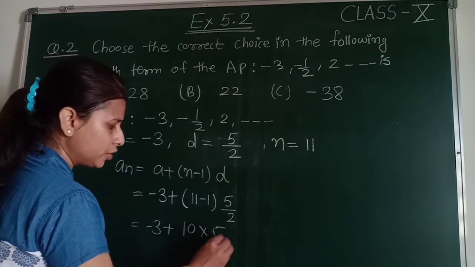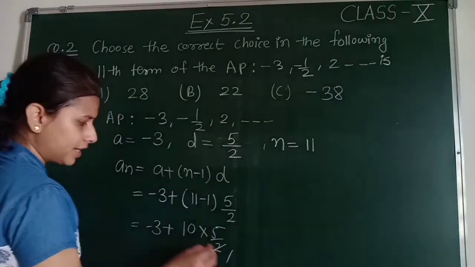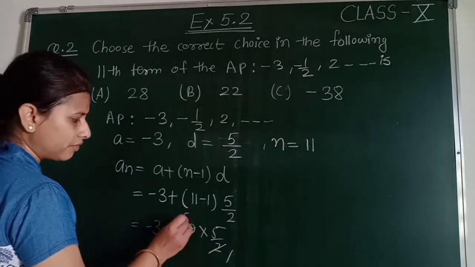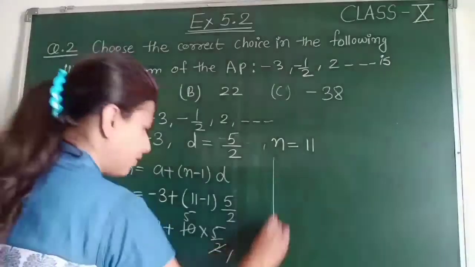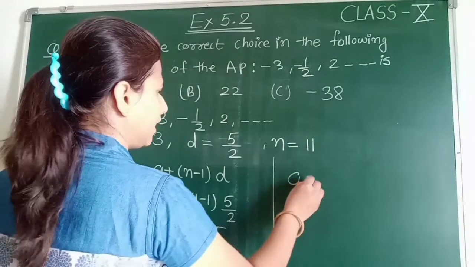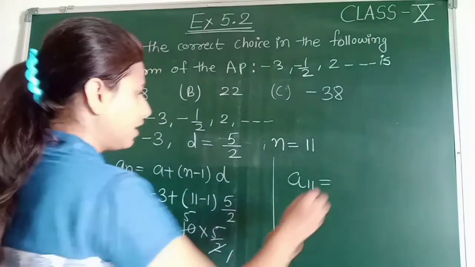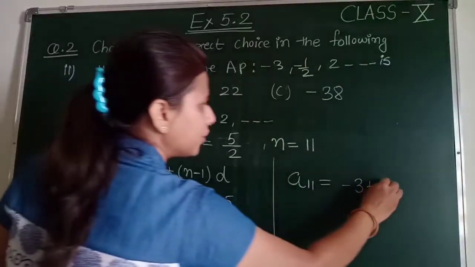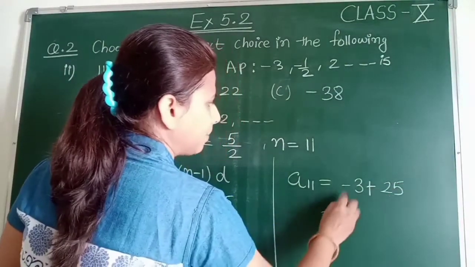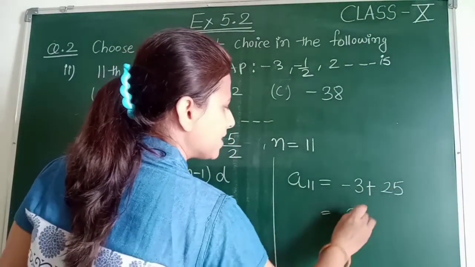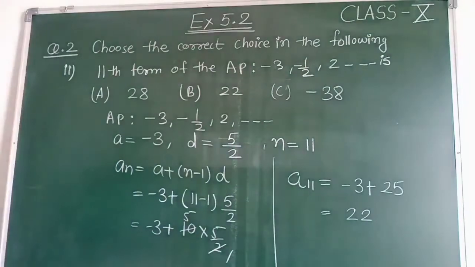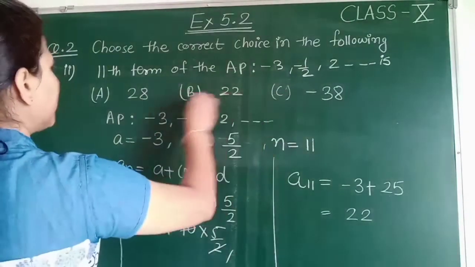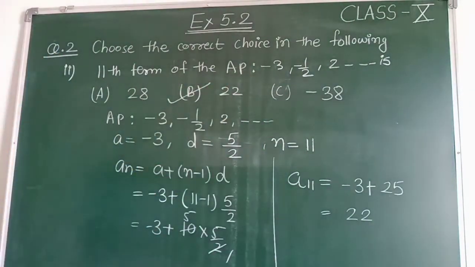5 by 2. As you can see, this 10 is cancelled out with this 2. 2 5s are 10. And what will we get? We will get A11 equals minus 3 plus 5 5s are 25. Plus minus minus, 25 minus 3, what will we get? We will get 22. So which option is correct? Yes, B option is correct.